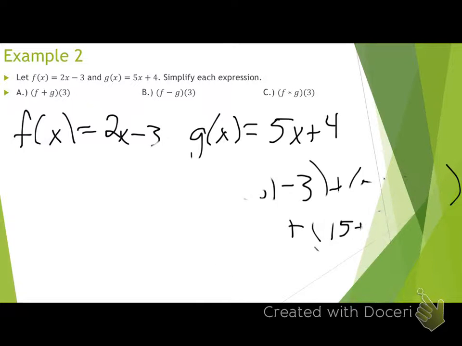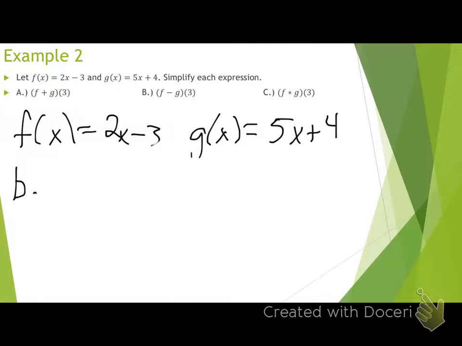Any confusion while I'm erasing? Okay, part B. F minus G of 3. Let's do both methods. Let's do method 1 first. Method 1. I'm doing F minus G of X, plugging in 3 at the end.